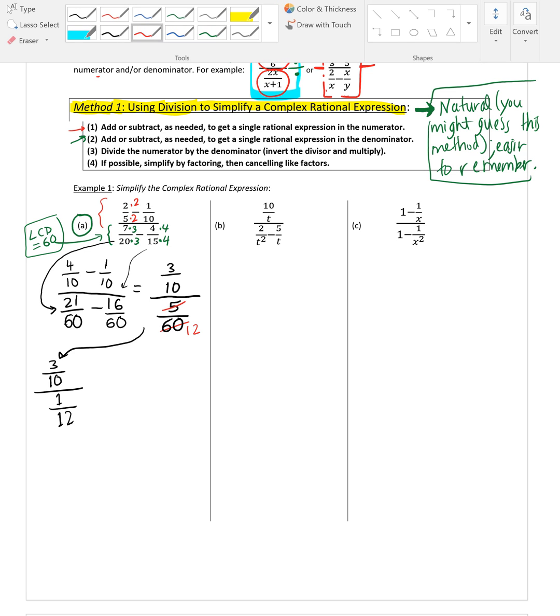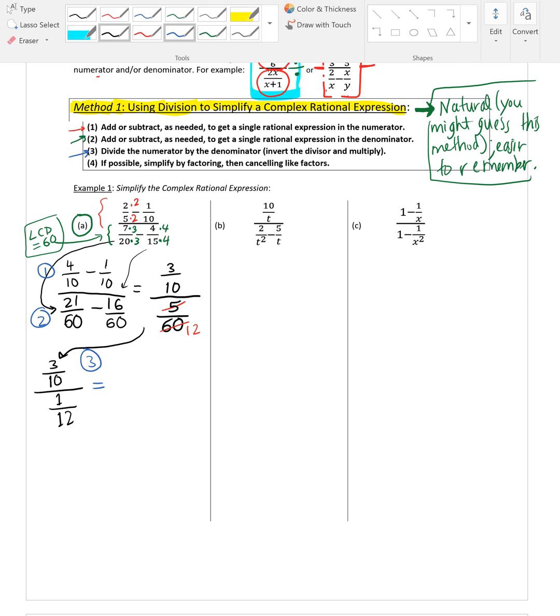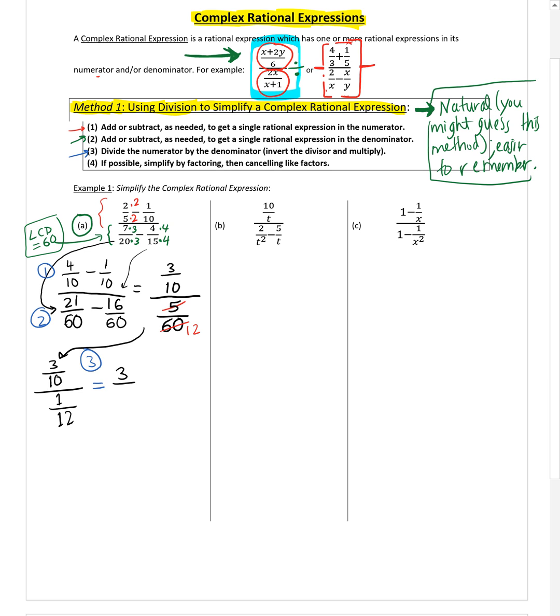Okay, so we've done step 1 and step 2. That wasn't too painful, I don't think. That was step 1 there, step 2 there. Now we're about to start step 3. Step 3 says you want to rewrite this as a division problem, because this really means you're taking the numerator and dividing it by the denominator. So it's 3/10 divided by 1/12. That's a different way to think of it, instead of 3/10 as a numerator over a fraction with 1/12 as the denominator.